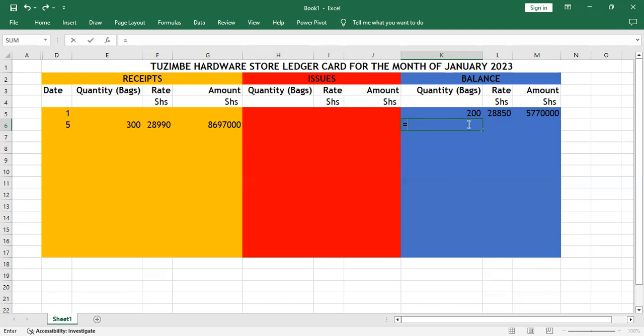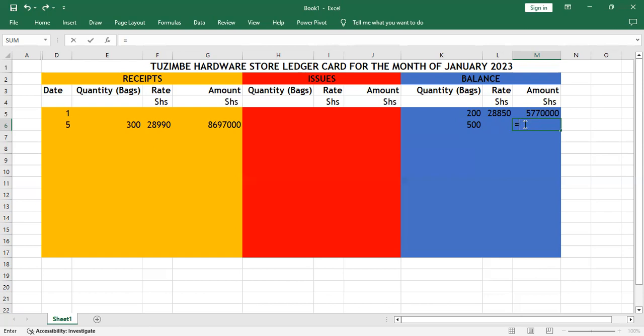So for the quantity balance, of course, you already have the 200 at the start, but you have to add the 300 purchased bags. So you have your balance as 500 bags of cement as at the end of the 5th day of January. Of course, whenever you purchase, your balances will increase both for the amount as well as the quantity.